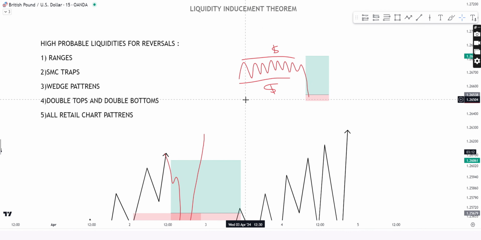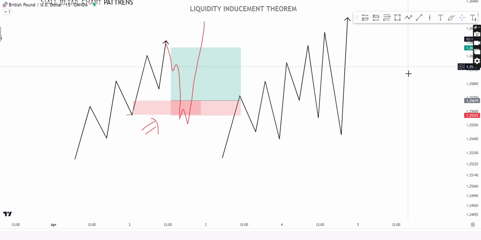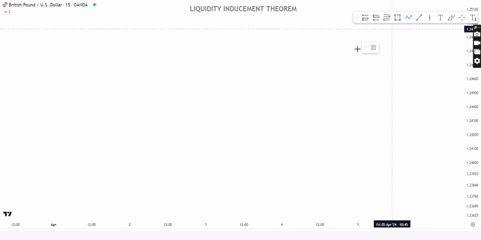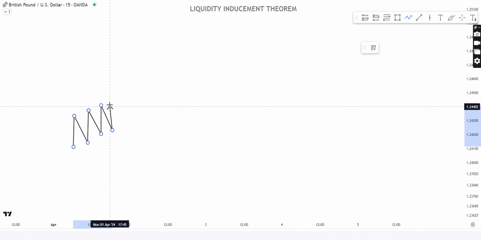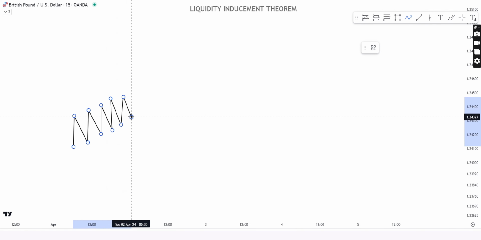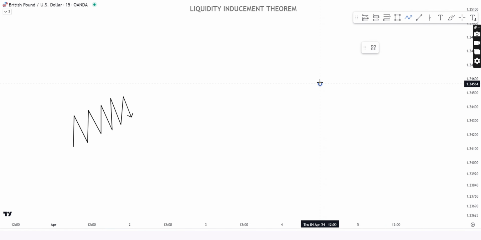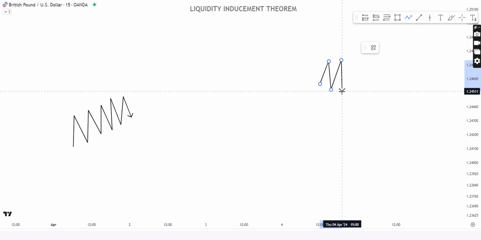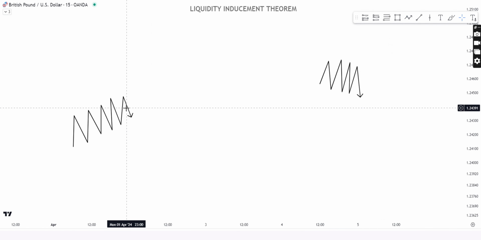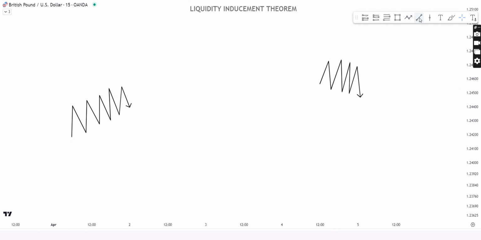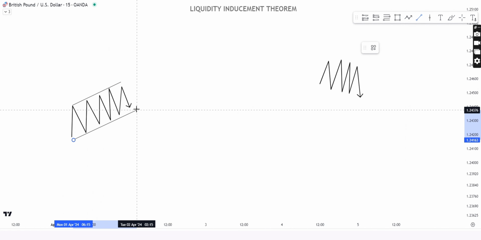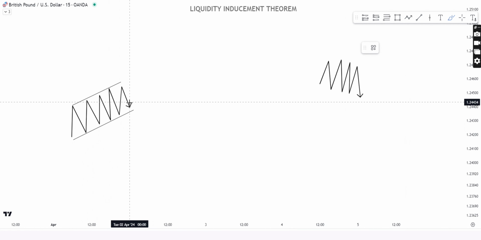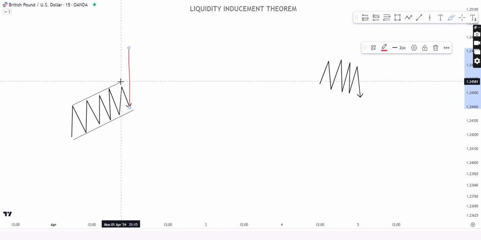So the third thing is wedge patterns. There are two kinds of wedge patterns in the forex market. The first one is the upside wedge, and the second type is the downward wedge. This is how it looks basically. So this is the accumulation part of the liquidity. This is what we call accumulation, and this is the manipulation. There will be manipulation here.